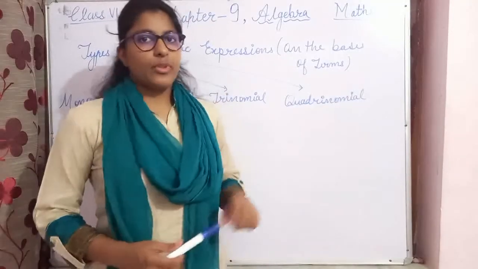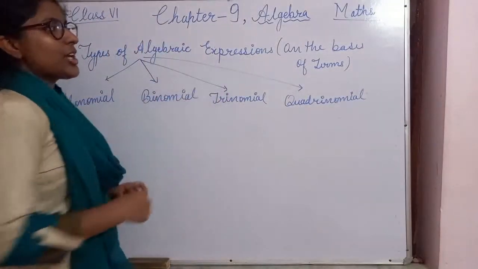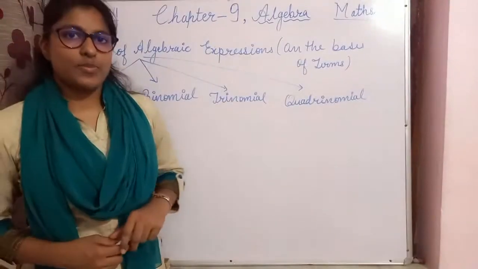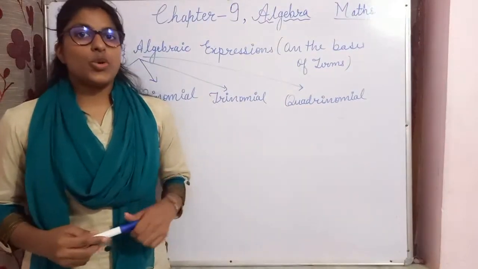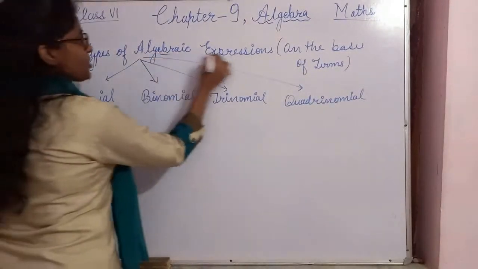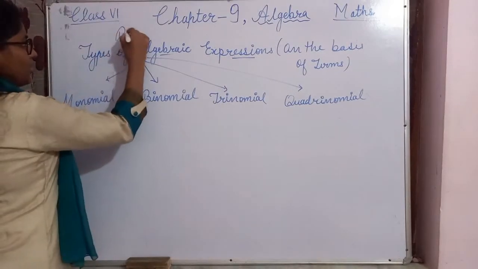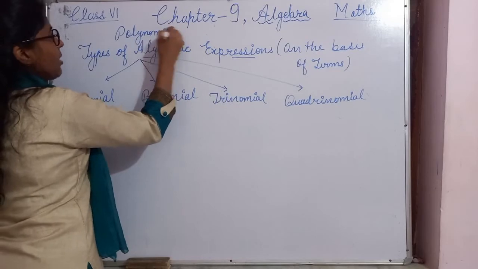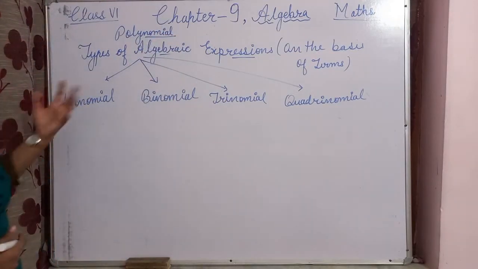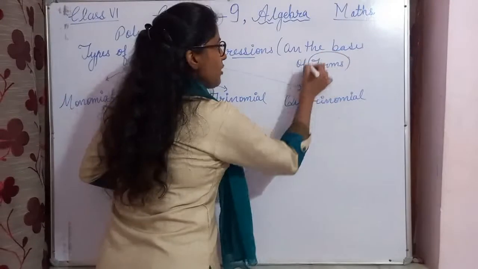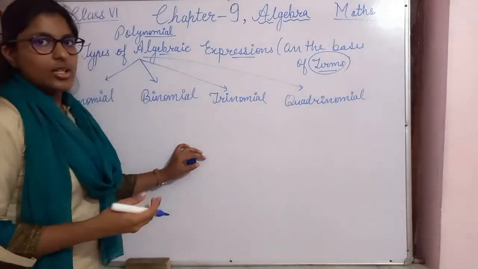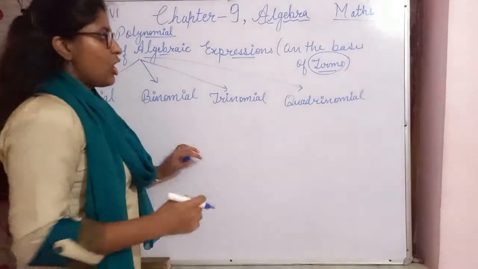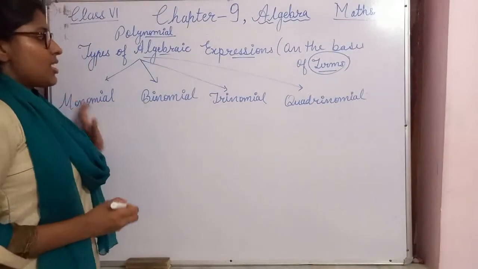The next is the types of algebraic expression. On the basis of terms, algebraic expressions are of 4 types. An algebraic expression is also known as a polynomial. Poly means many. These algebraic expressions or polynomials are classified on the basis of terms. Recently we studied constant, variable, product of constant and variable, and product of variable and variable. So on the basis of these terms, there are 4 types.